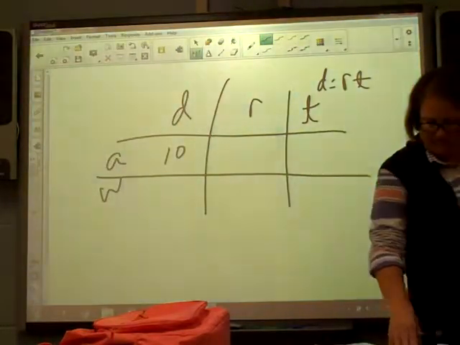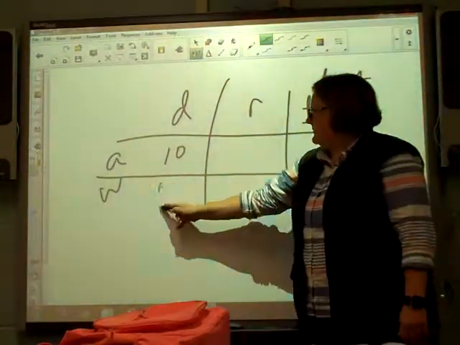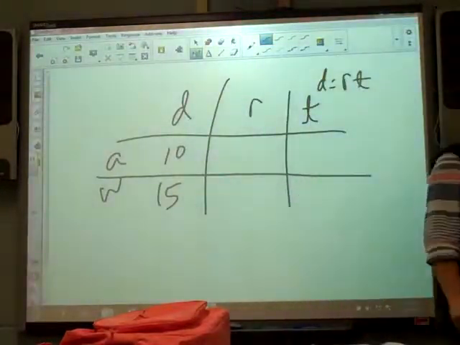At the same time, he goes 15 miles distance with the current. 15 miles with the current.